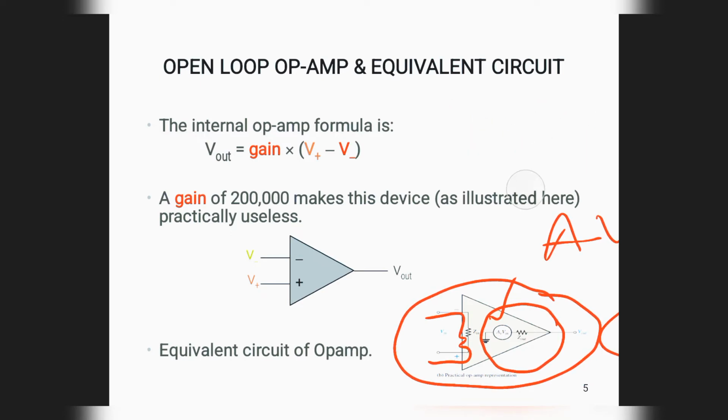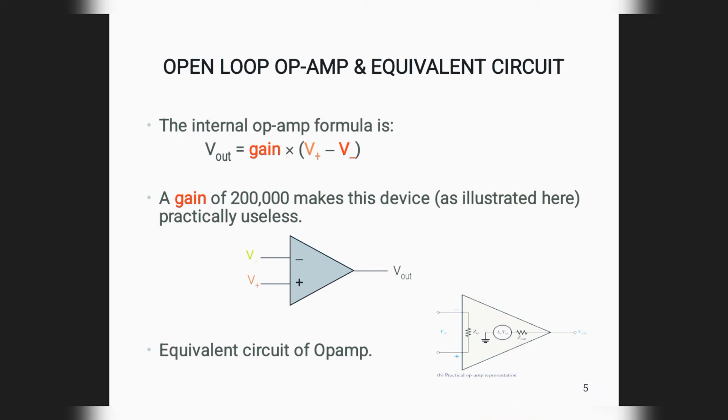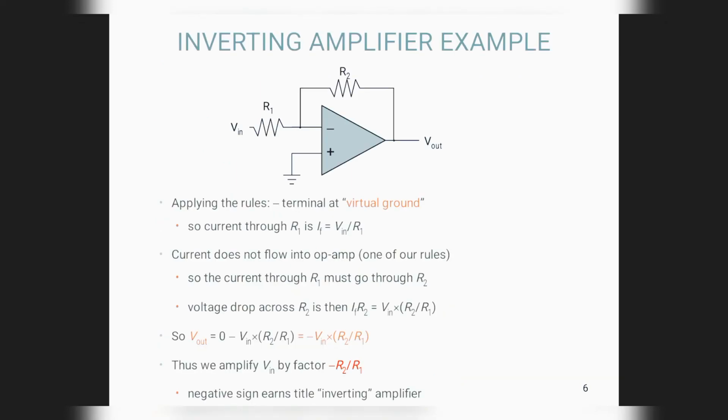Now moving to the next slide. How does an inverting amplifier work? So here this is the application of op-amp, the first application of op-amp, that is the inverting amplifier. You can see the circuit drawn here. You can calculate the gain from this circuit by using the virtual ground concept and KCL or Kirchhoff's current law.